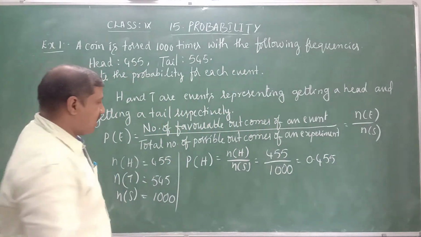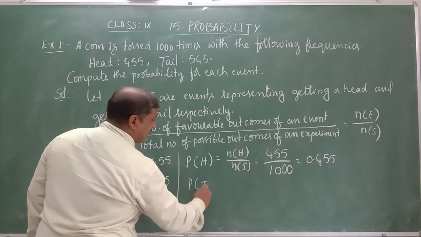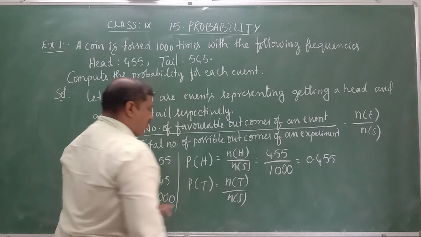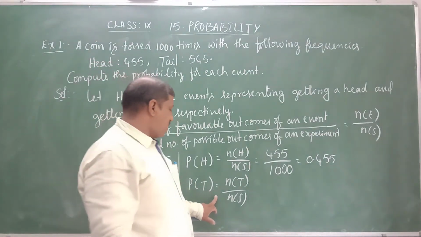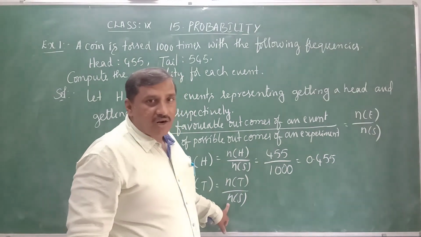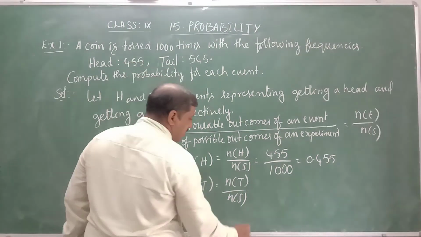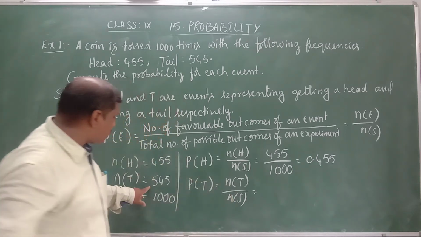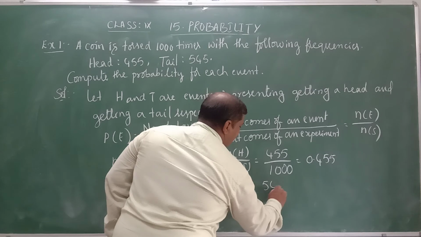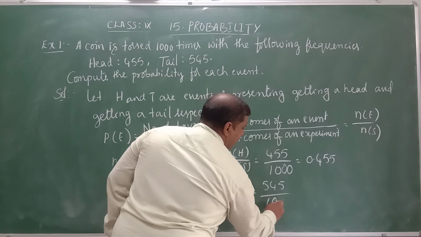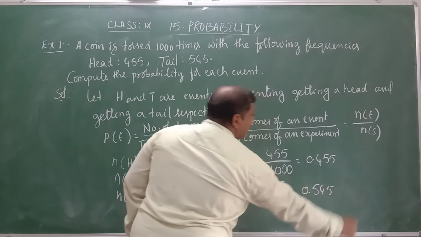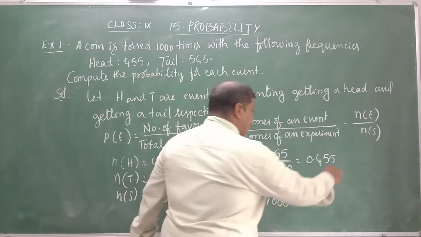Now, P of T is equal to n of T divided by n of S. That is, the probability of getting a tail is equal to the number of favorable outcomes of getting a tail to the total number of possible outcomes of that experiment. n of T is equal to 545, n of S is equal to 1000. 545 divided by 1000 we get 0.545.